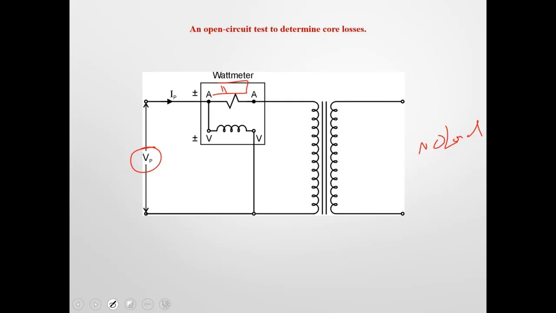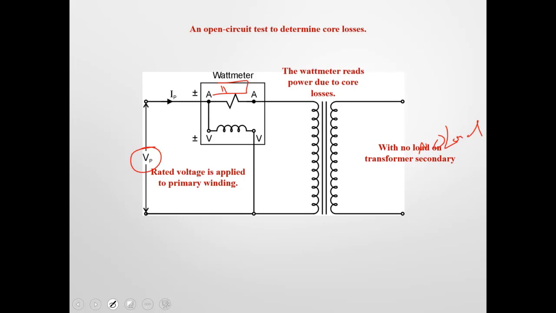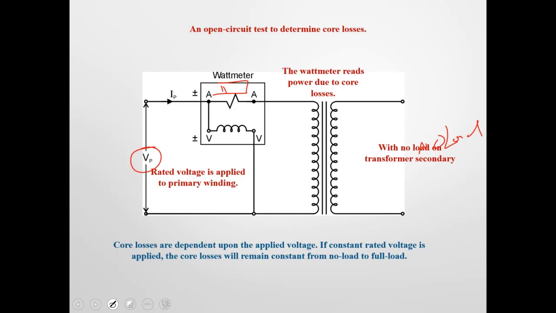In your ILM quizzes, it talks about the open circuit test as well, that it applies a certain amount of volts to the H winding, and you get a certain amount of voltage on the X winding. So that will also be your rated voltage of that transformer when you're reading through those quizzes. All right. The wattmeter reads power losses due to the core losses. So very important again, core losses are dependent upon the applied voltage. If constant rated voltage is applied, the core losses remain constant from no load to full load.